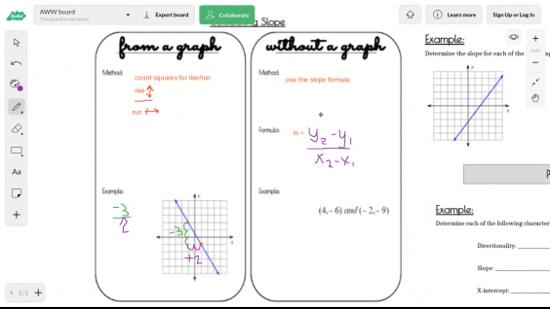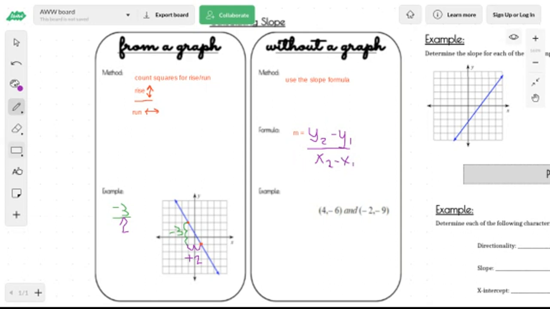One of the biggest mistakes students make is that they flip what goes on top and what goes on bottom. The way that I remember that is for our graph, it's rise over run. Well, rise is on top. Over here, our y's are on top, and rise and y's rhyme. So I remember that the y's are always going to be on top because they are in the rise spot. So what this means is that we're taking our two y values and subtracting them, and then dividing by our two x values when we subtract them.